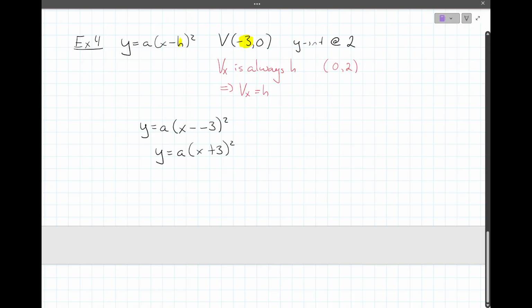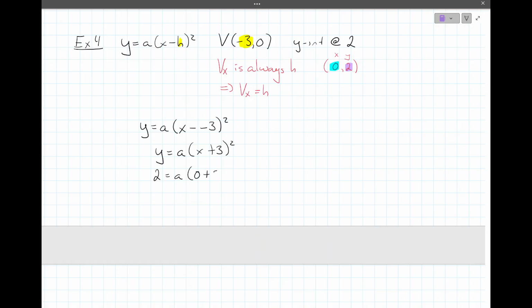Now we have this point here that we can use as our finding for a, right? That's an xy point, so we can use those values together. Substituting that in, now this is going to be 2. That a is still there. We're trying to solve for that.